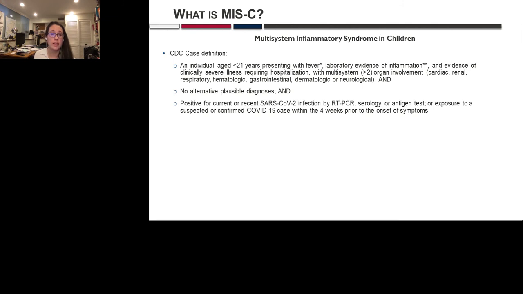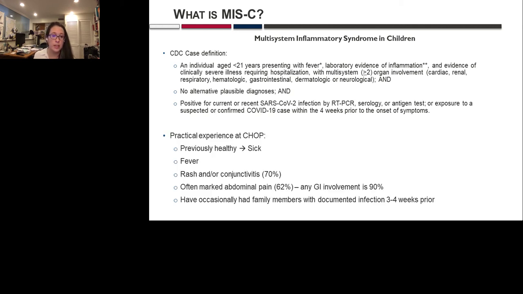MIS-C stands for multi-system inflammatory syndrome in children. The CDC definition here are individuals that are less than 21 years of age. They have to present with fever, inflammation, and multi-system organ involvement, and also have a SARS-CoV-2 positive test. But the experience at CHOP has been that these are kids that are even robustly healthy, absolutely no previous sickness, and then they get really, really sick.